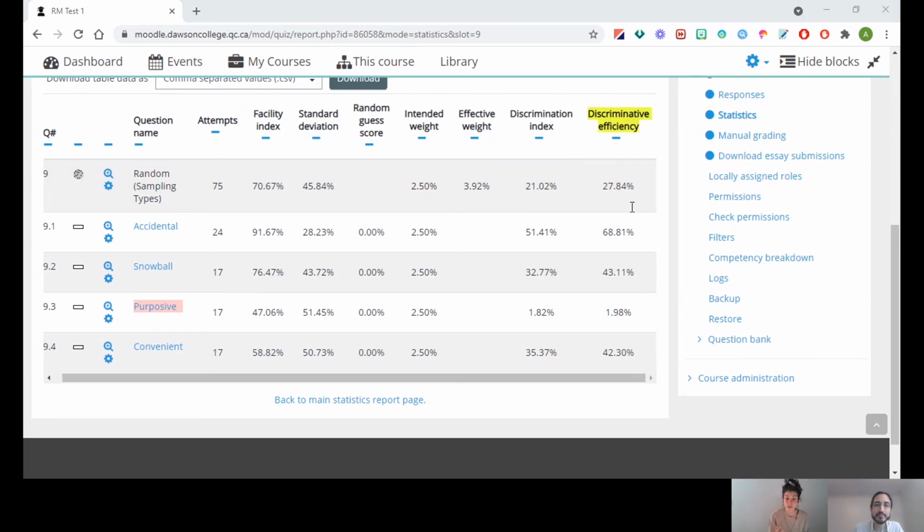Then we have the discrimination index and discriminative efficiency, which are pretty much measuring the same thing. We're going to focus on the discriminative efficiency, which indicates how effective a question is at sorting out able students from less able students. This is in relation to the entire quiz. Again, you want to have a higher value, so the ones that have a lower value could be problematic.